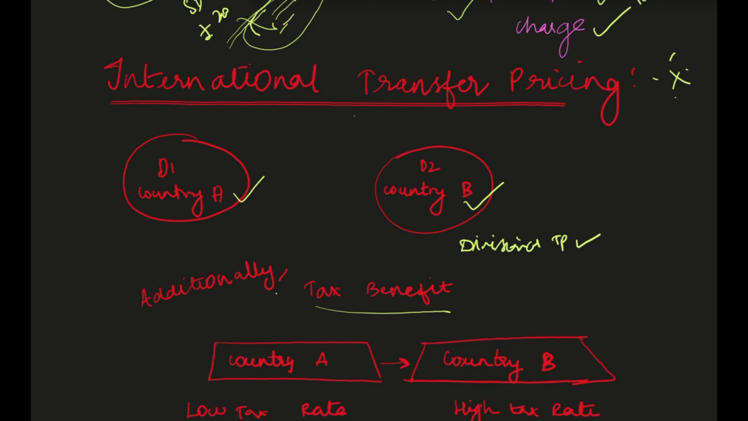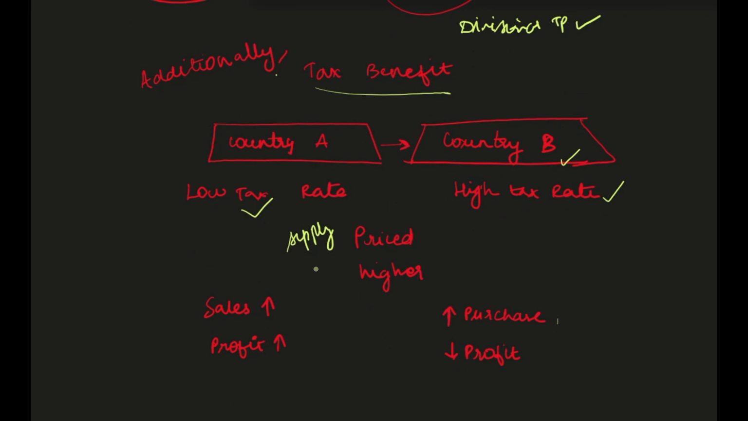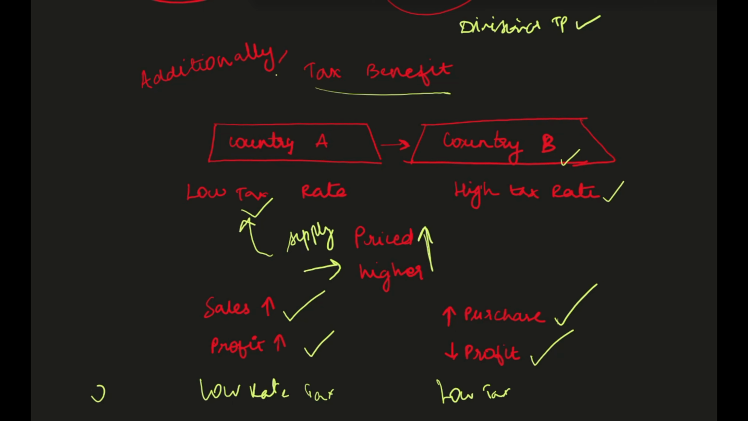How is it possible? Let's say country A has a low tax rate and in country B we have higher tax. Now the supplying division should price it at a higher value. So if they are located in a low tax rate country, their sales will be high, their profit will be high, and they will pay low rate tax. And in country B, since it is all priced high, the purchase cost is high, which means the profit will reduce. Again, we are paying low tax. So on an organization level this is beneficial, and at the individual divisional level also this is beneficial.